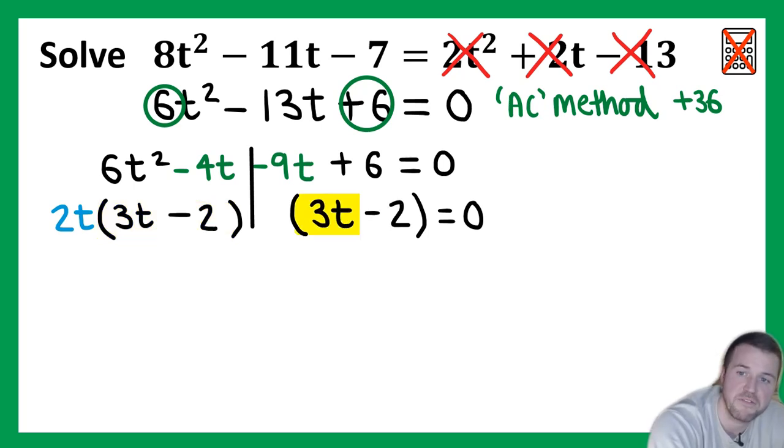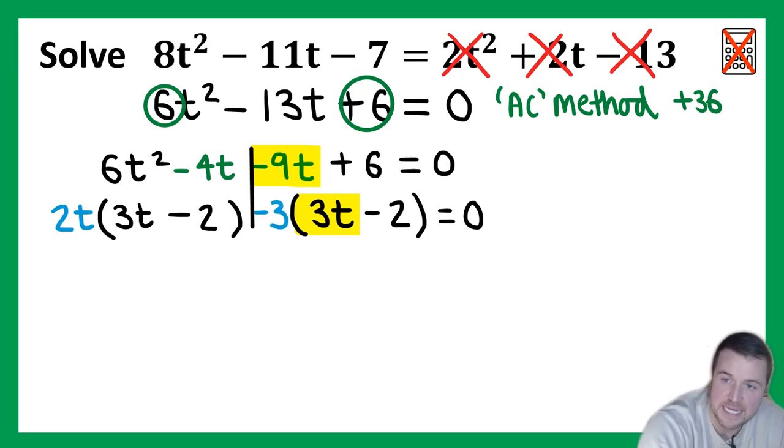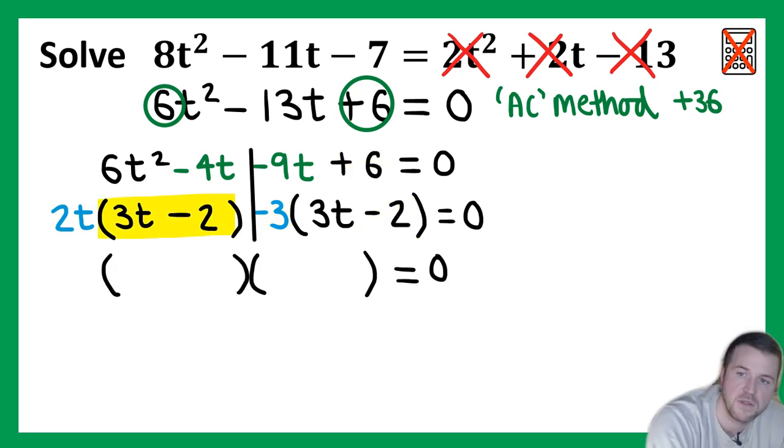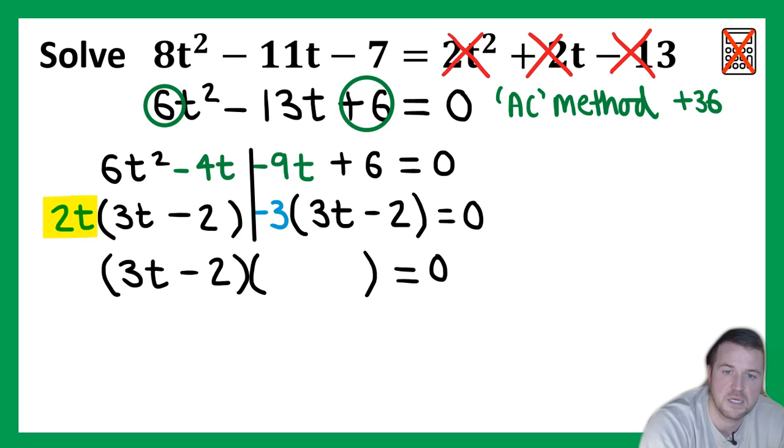I can multiply 3t by negative 3 to give me negative 9t, and I can see that this also works when I do negative 3 multiplied by negative 2, which would give me the positive 6. Therefore, one of my binomials is 3t minus 2, and the other one is 2t take away 3.